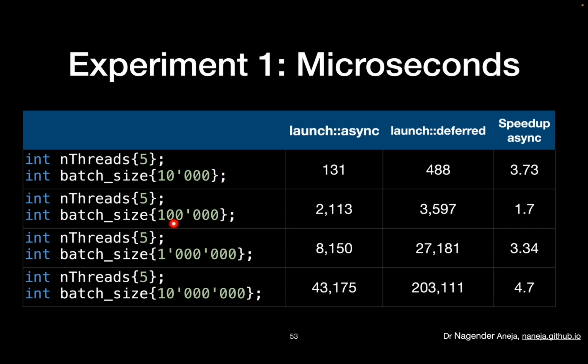Similarly, when 100,000 numbers are given to all the 5 threads, we get 1.7 times asynchronous speedup. Okay, so we have 5 threads again with 1 million numbers, we get 3.34, and 5 threads with 10 million, 4.7. So we can see here that as the numbers increase, the data set of each thread increases. If we still have the total number of threads at 5, the speedup is increasing. This may be a bit noisy, but in general you can see it here. 4.7 is very high compared to this one, so it's increasing. We can say that.